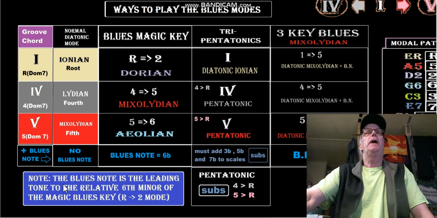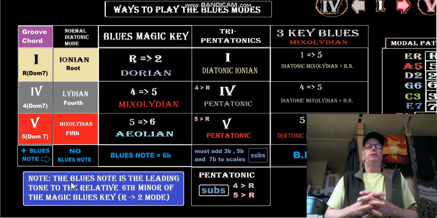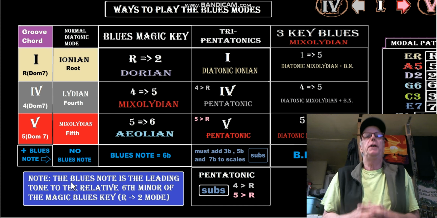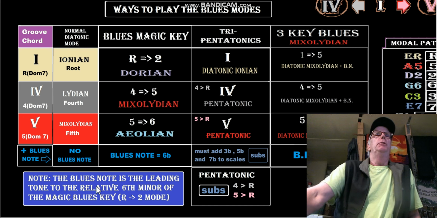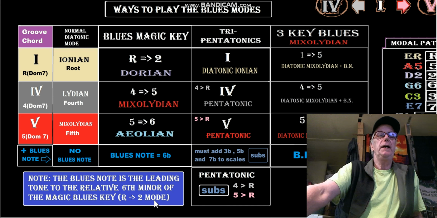Now note, I have down here, this is very important, why does the blues note sound good? And what is the blues note? The blues note is the leading tone to the relative 6 minor of the magic blues key, where root goes to 2 mode. Okay, so it's the leading tone of the 6th minor.